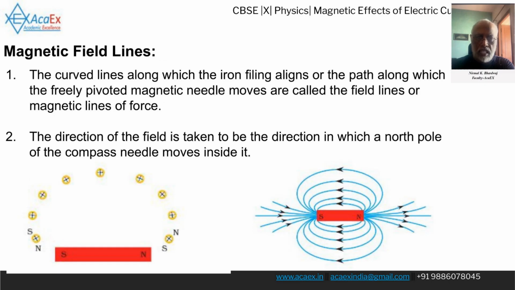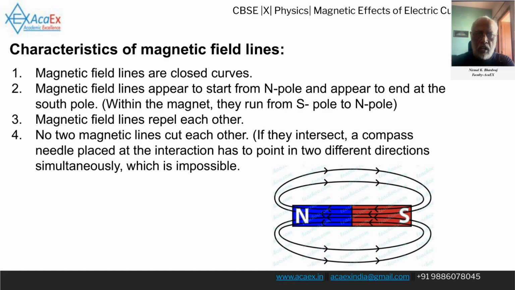Magnetic field lines. The lines along which the iron filings align, or the path along which a free north magnetic pole would move, are called the field lines or magnetic lines of force. The direction of the field is taken to be the direction in which the north pole of the compass needle moves. Characteristics of magnetic field lines.